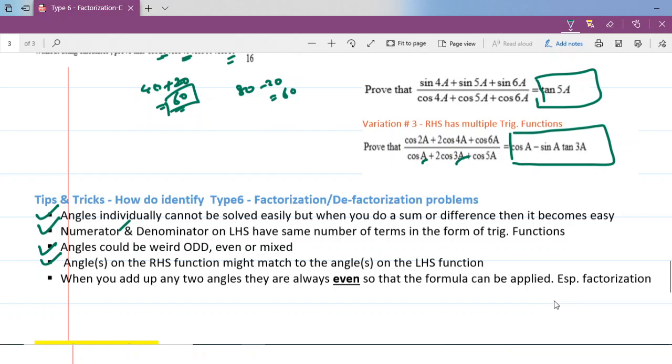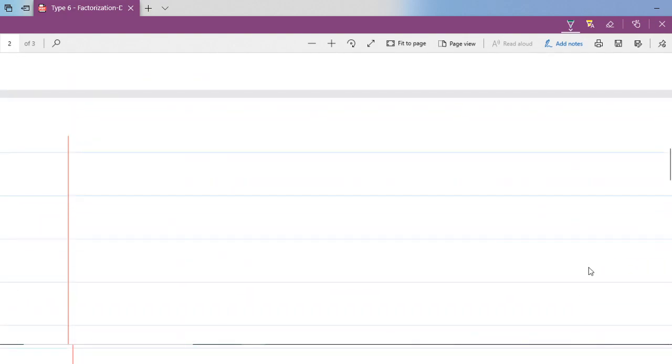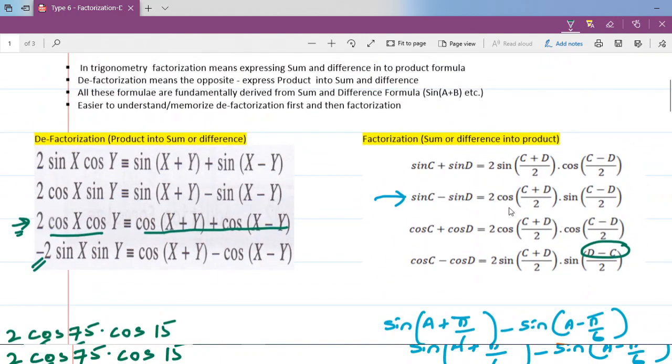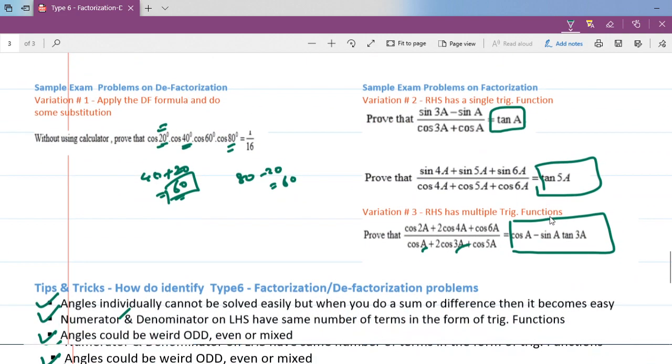And last but not the least, but the most important, when you add up any 2 angles, they're always even, so that the formula can be applied, especially factorization. What does that mean? So if you see the factorization formula over here, you take the equation on the left side and you apply the formula on the right side. So it will always be c plus d. You will be adding up those 2 angles or subtracting them and dividing it by 2. Once you do this maths, addition or subtraction divided by 2, it cannot be an odd angle. If it's an odd angle, it will be very hard for you to calculate. So all the problems that you'll get in exam will always be even.